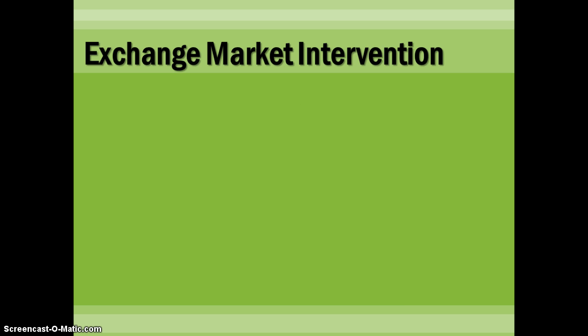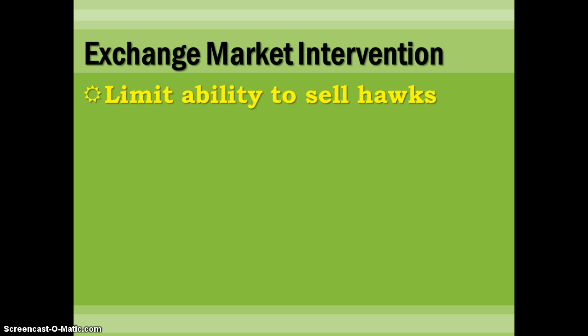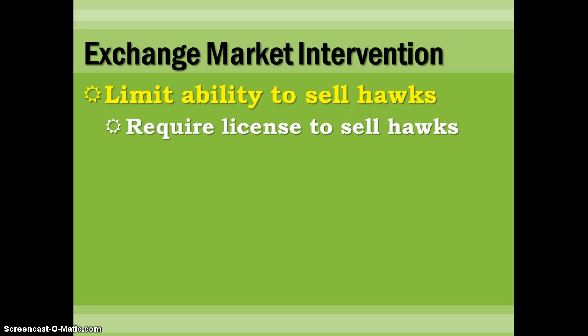A third option that Matatopia could pursue would be to limit the ability of people to sell hawks in the foreign exchange market. So if you limit the ability to sell hawks by requiring a license, for example, to be able to sell them, then there is less supply of hawks. It's reduced. And so supply would begin to shift to the left because there just aren't as many hawks in the foreign exchange market, because there aren't that many people that have licenses, because the government has determined how many licenses it's going to send.